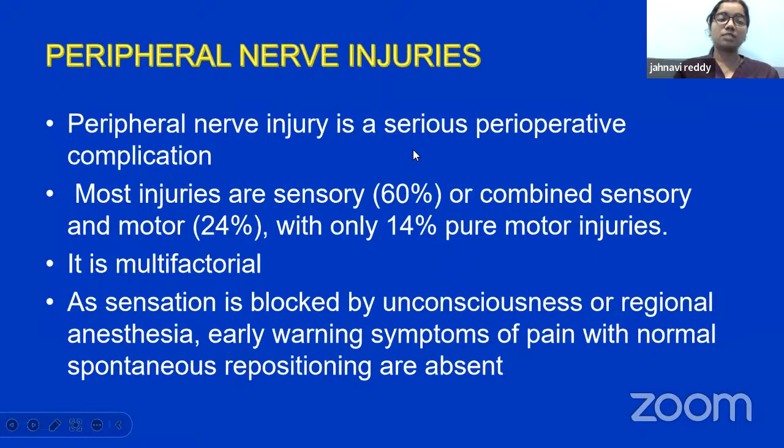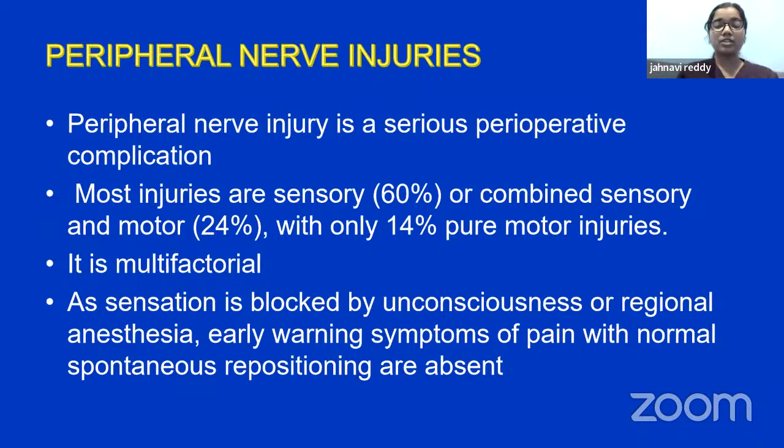Peripheral nerve injury is a serious perioperative complication. Most injuries are sensory or combined sensory and motor, and only 14% are pure motor injuries. Usually, peripheral nerve injuries are multifactorial, as sensation is blocked by unconsciousness and regional anesthesia. Early warning symptoms of pain are absent, as is normal spontaneous repositioning.